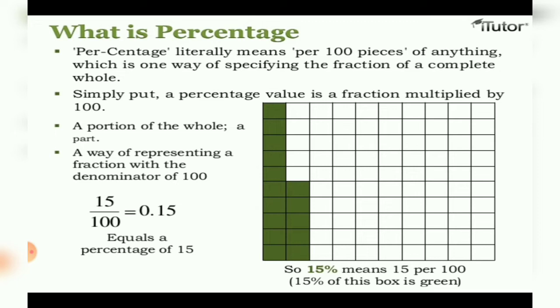We're going to learn about percentage to fraction conversion after this. Simply put, a percentage value is a fraction multiplied by 100. Just fraction times 100, a portion of a whole. A way of representing a fraction with a denominator of 100 is 15 upon 100 equals 0.15 equals a percentage of 15. For example, you are given a square box that has 100 small boxes in it, and 49 of them are shaded. So the fraction is 49 upon 100. If the denominator is 100, we can easily make it a percentage: 49 upon 100 is 49%.